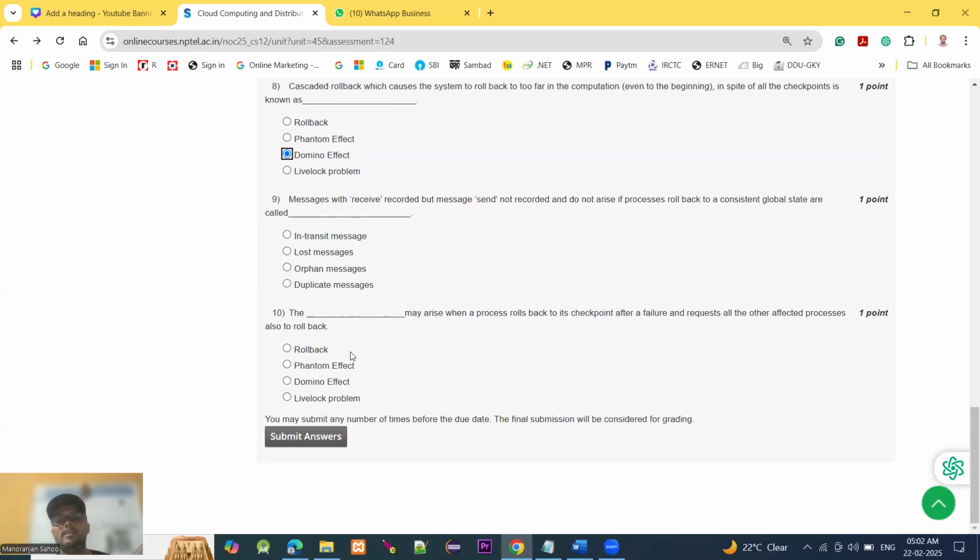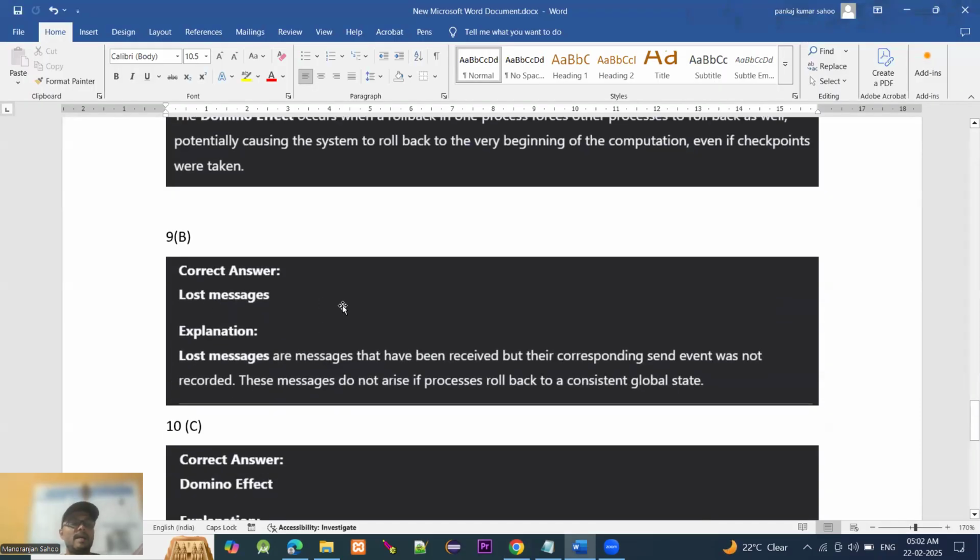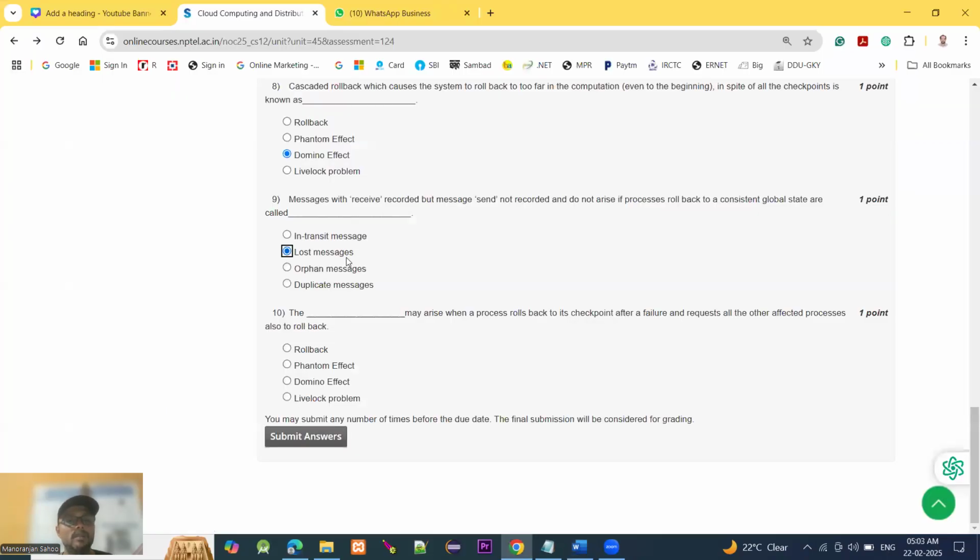Moving to question number 9: a message whose receive is recorded but whose send is not recorded, and which does not arise if processes roll back to a consistent global state, is called a lost message. This is 9B, lost message. Lost messages are messages that have been received but whose corresponding send event was not recorded. These messages do not arise if the processes roll back to a consistent global state. That's why it is taken as lost message, which is option B.